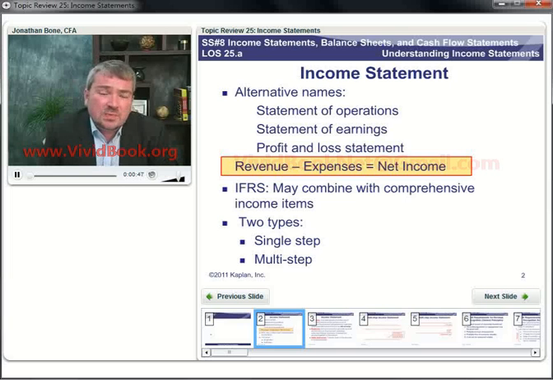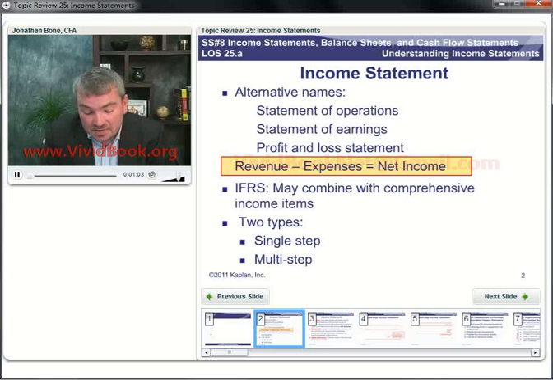Remember what we said as well, IFRS may continue beyond net income by including comprehensive income items. Remember, comprehensive income can be shown as a separate statement or just tagged on to the end of your income statement. We need to be aware as well of two different format types for our income statement.